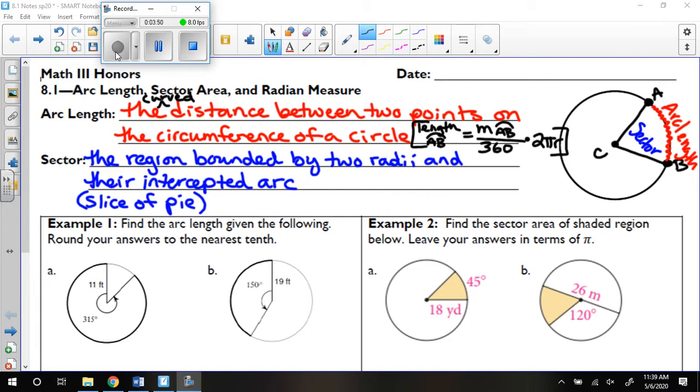Your formula to find the area of a sector is going to be the measure of arc AB, so the degree from A to B, out of 360 multiplied with pi r squared. Okay, and hopefully it makes sense why you are multiplying by pi r squared, because that is your area of a circle formula. And so since we're finding the area of this slice of pie, or the slice of the circle, you have to use your area formula to get it.